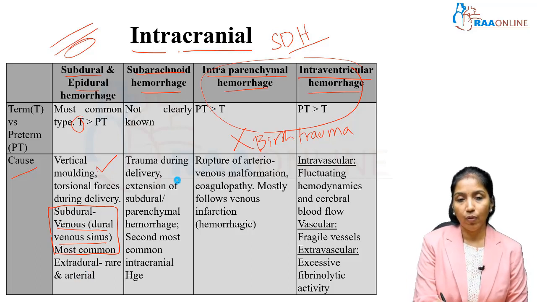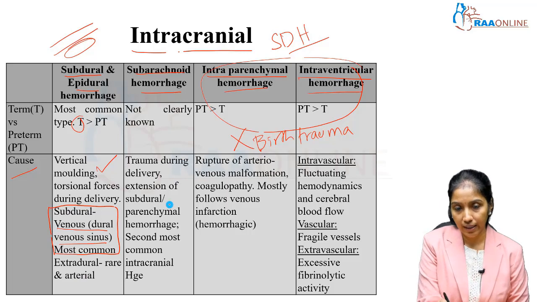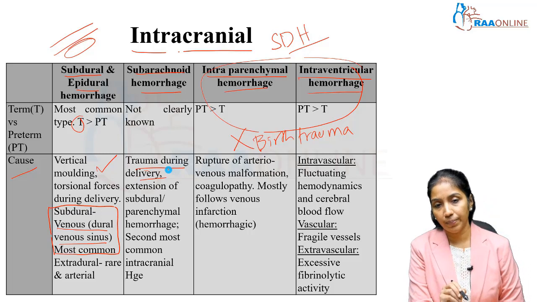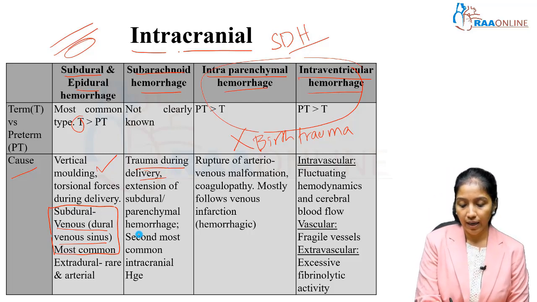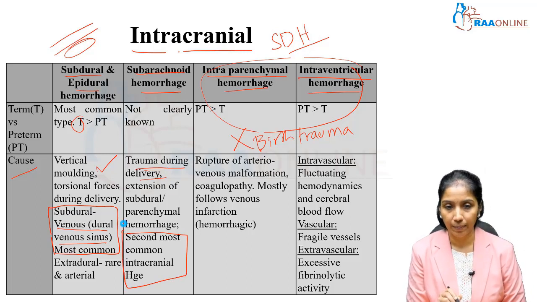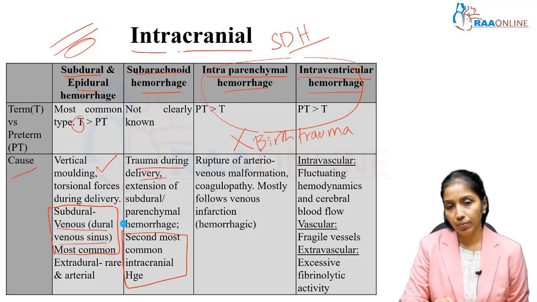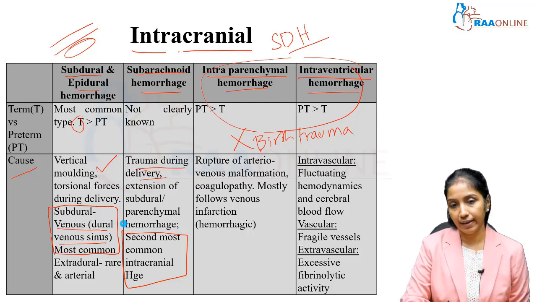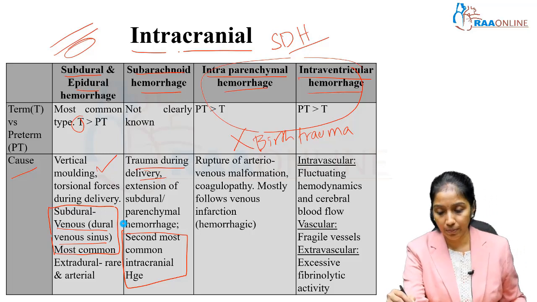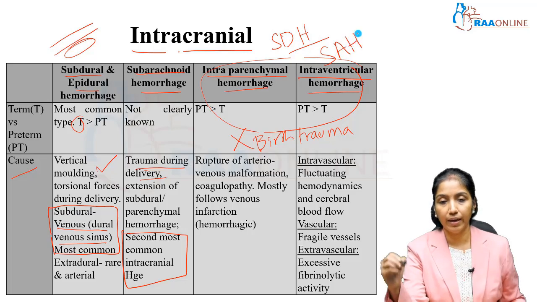So, coming to what causes subarachnoid hemorrhage, it can happen due to trauma during delivery or due to extension of subdural or parenchymal hemorrhage. And remember, this is the second most common cause for intracranial hemorrhage. I repeat, the first most common intracranial hemorrhage is the subdural hemorrhage, and the second most common is the subarachnoid hemorrhage.